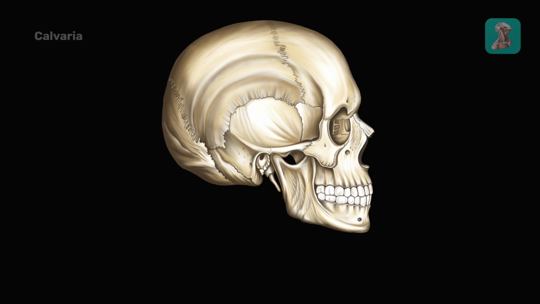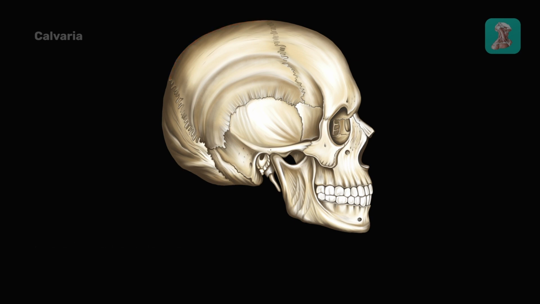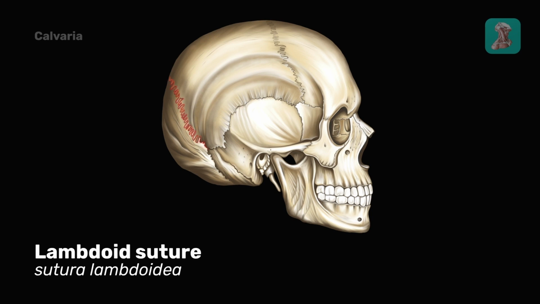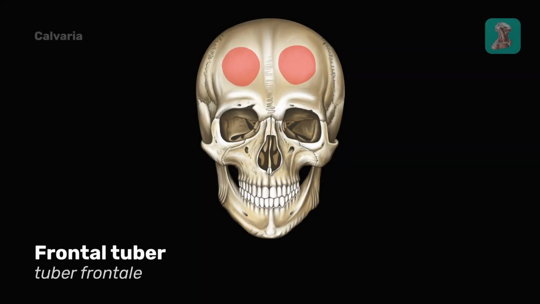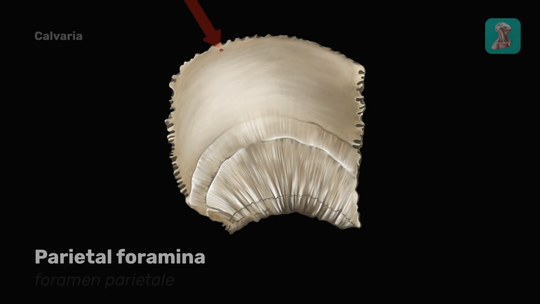The second is the junction of the 2 parietal bones, the sagittal suture. And the junction of the occipital bone with the parietal bones is called the lambdoid suture. There are also 2 pairs of tubers. These are the frontal tuber and the parietal tuber. The parietal bones have parietal foramina.